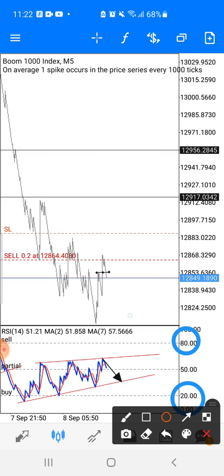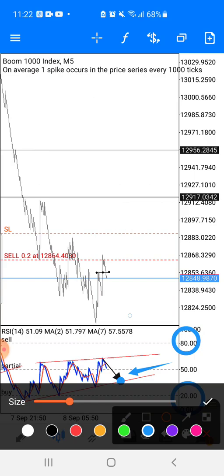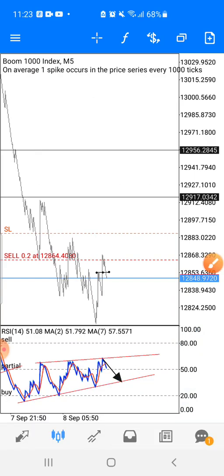But this one I'm taking is a partial entry, I'm just going to be scalping. I'm not going to be taking much time. So once the price hits here, I'm going to take profit, because the pattern is playing out around the 50 level. That's why I'm not going to be holding the trade for a very long time.